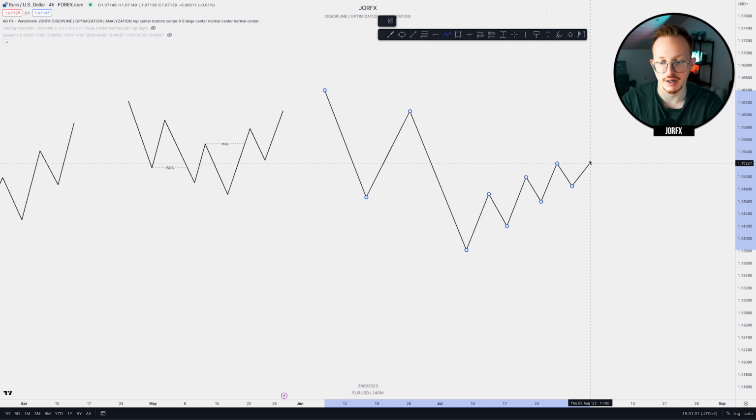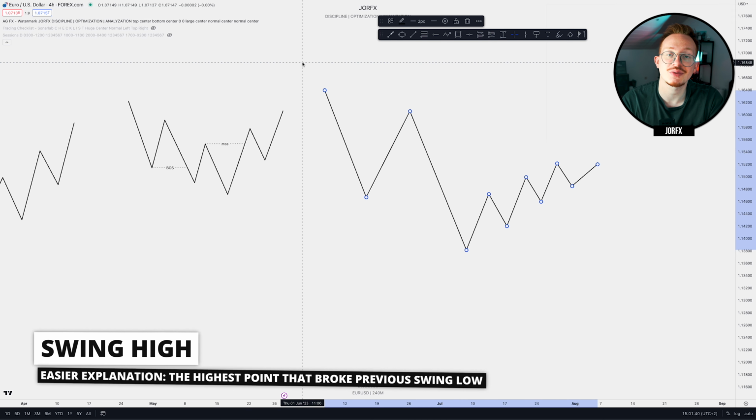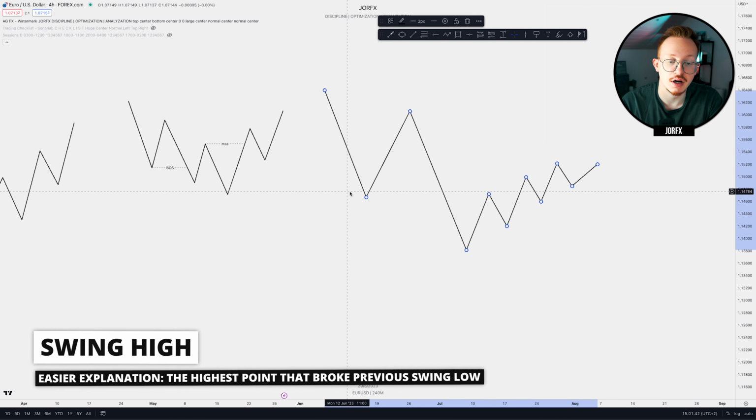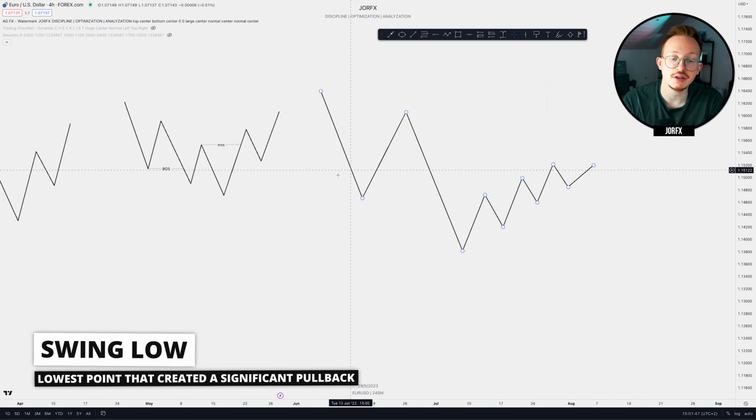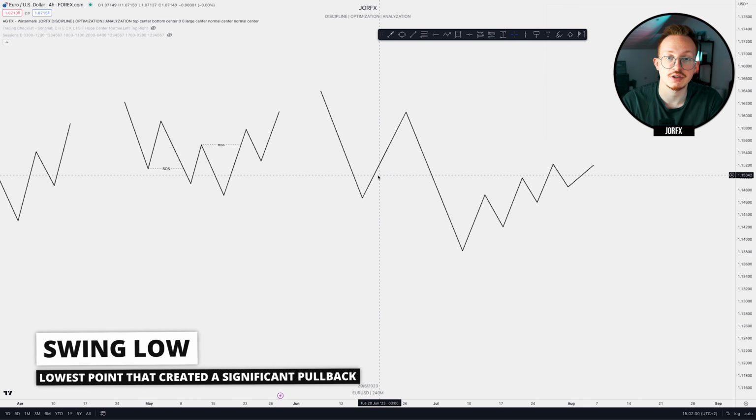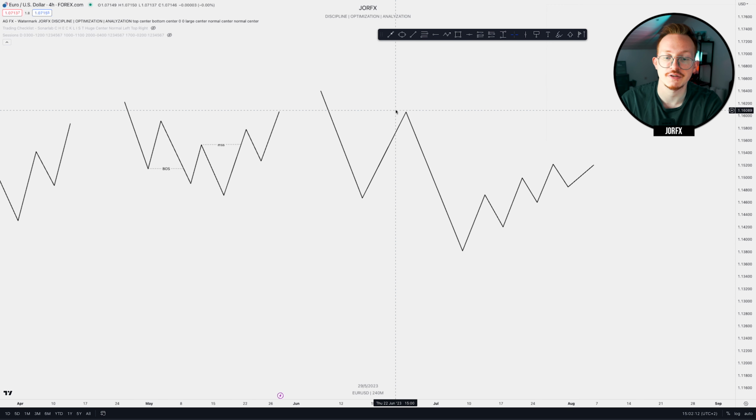Why are these not swing highs or swing lows? In a downtrend, the swing high is the highest point that caused the swing low to form, and the swing low is the lowest point that caused the creation of a significant pullback. Once this pullback has formed and this previous swing low has been broken, this becomes the new swing high, because this is now the highest point in the market that broke the previous swing low right here. This then becomes your new swing low, because this is the point that creates the significant pullback, right?